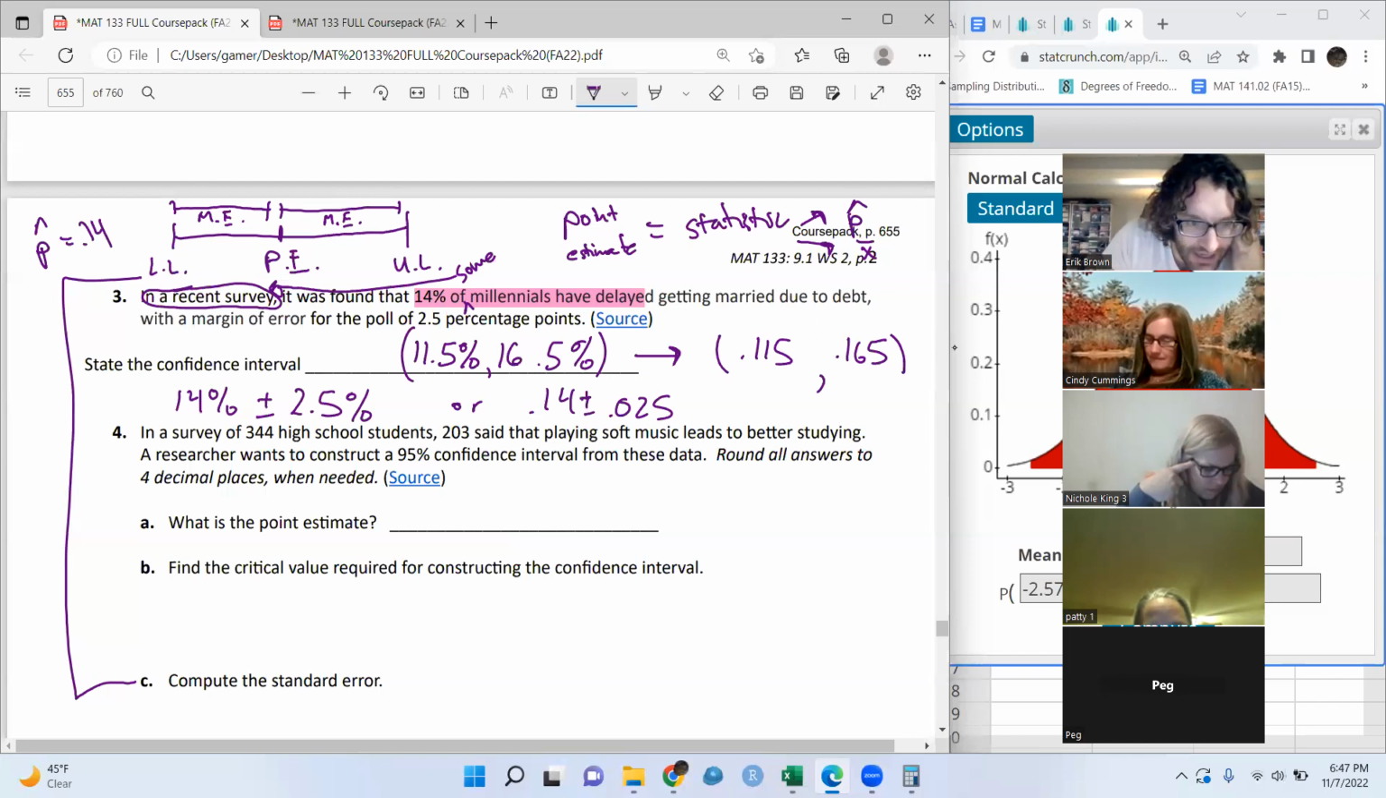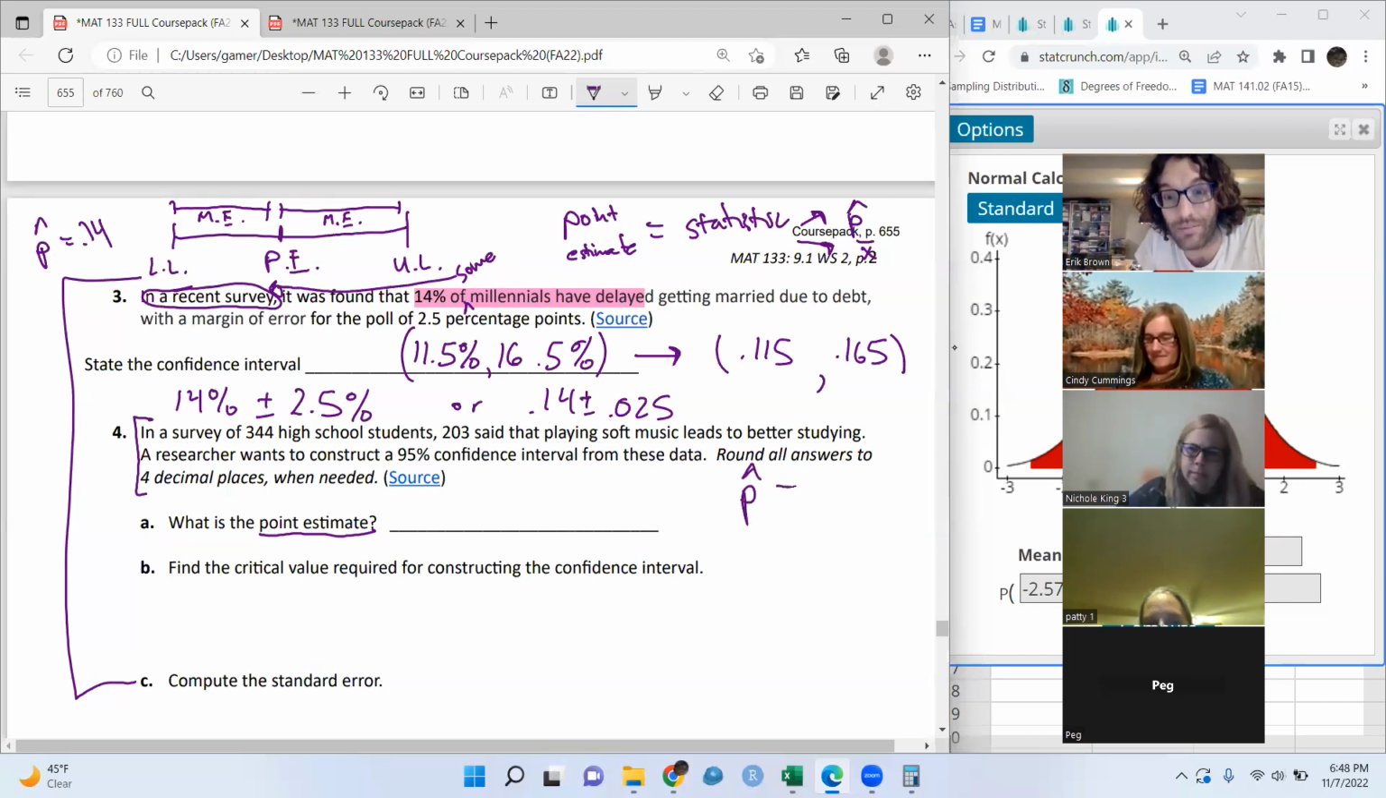Remind me, what's a point estimate? A statistic. Good. What statistic are we talking about in number 4? Proportion or mean? Proportion, because there's a percent. Okay, that's what they said this morning, and that's what we used to say back in chapter 8.